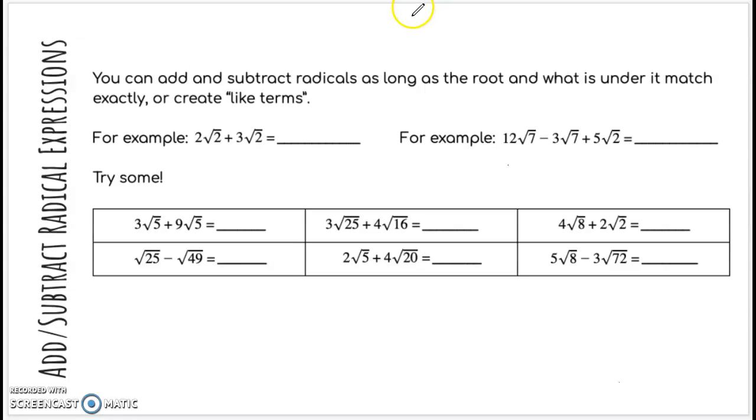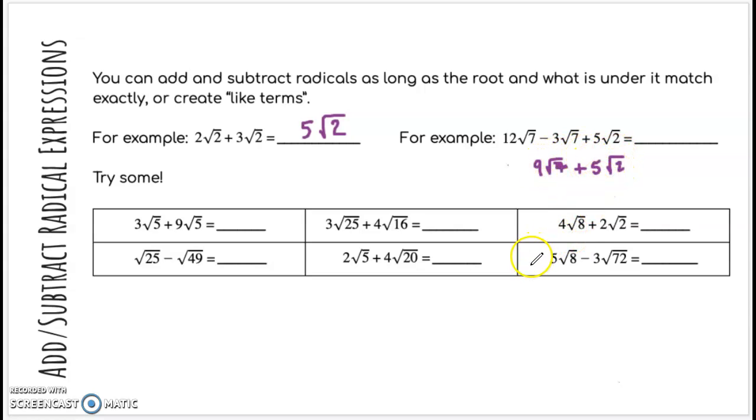You can add and subtract radicals as long as the root and what is under it match, or create like terms. So, for example, you're kind of treating it like a label. 2 square root of 2 plus 3 square root of 2, well, that gives me 5 square roots of 2. Or 12 square root of 7 minus 3 square root of 7, well, 12 minus 3 gives me 9 square root of 7. What about 9 square root of 7 plus 5 square root of 2? Well, I can't add those; square root of 7 and square root of 2 are two different labels, right? So I would just have to leave it as 9 square root of 7 plus 5 square root of 2.